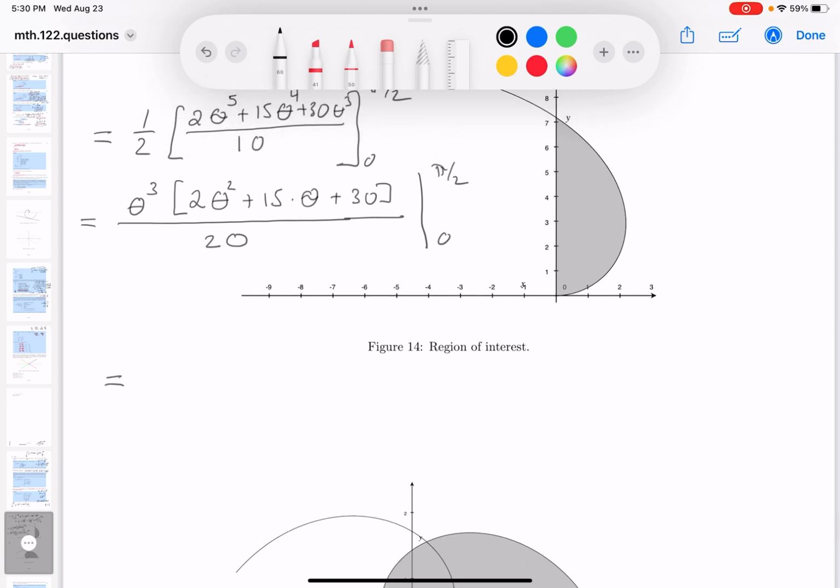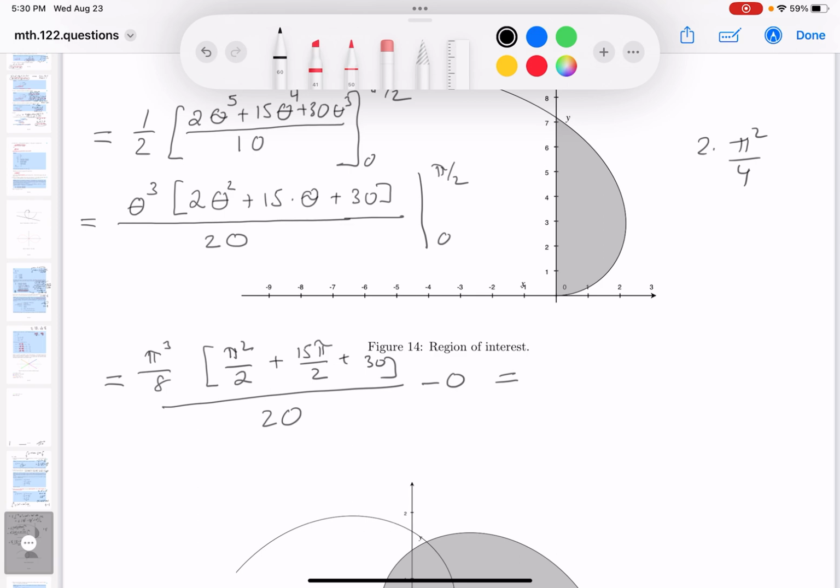I know it's tough. I've got to do the arithmetic now. So what do you get over there? Well, you cube that number, you get pi cubed over 8. Now, 2 times pi squared over 4 is pi squared over 2. Yeah, it's kind of nasty. Plus 15 pi over 2. Plus 30. All divided by 20. Now, if you evaluate at 0, it's going to be 0, so just simply minus 0. So I'm really close to getting something here.